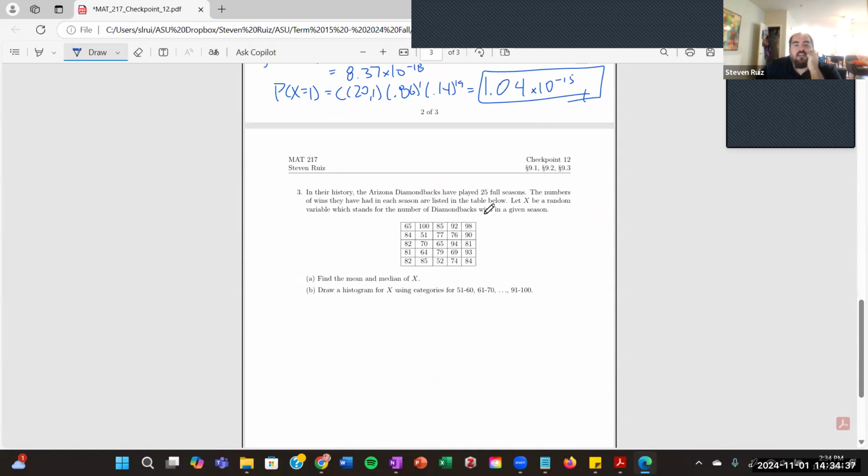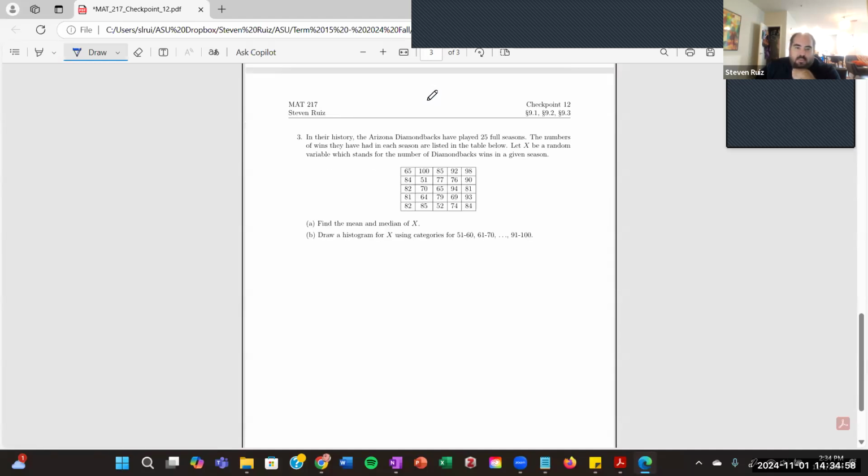Moving on to question 3. In their history, the Diamondbacks have played 25 full seasons, and these are the numbers of wins they've had in their history. Let X be a random variable which stands for the number of wins in a given season. So let's find the mean and median of X. If we're going to find the median, it's worthwhile to list these in ascending or descending order. So let's do ascending order.